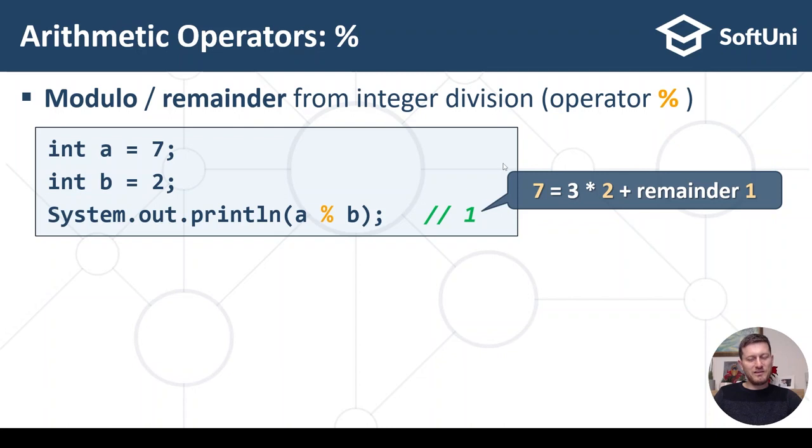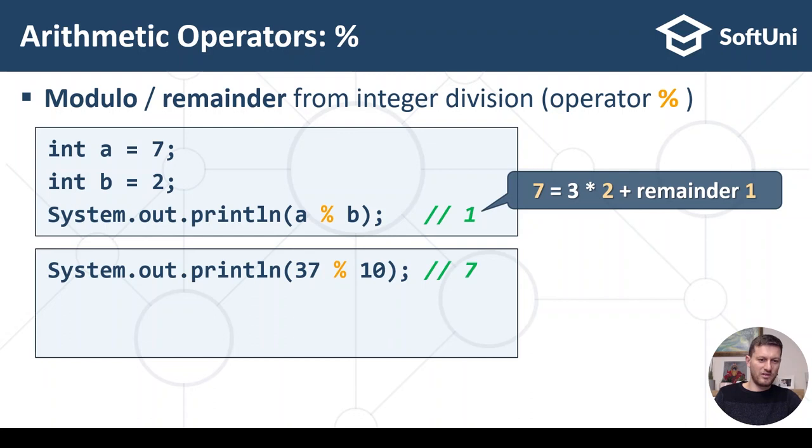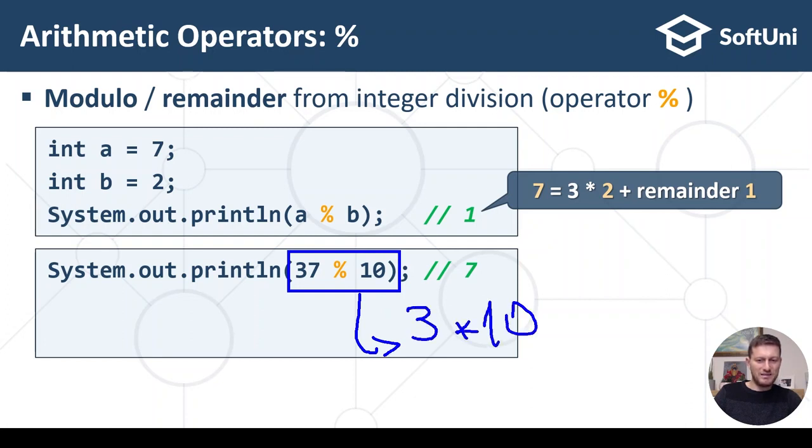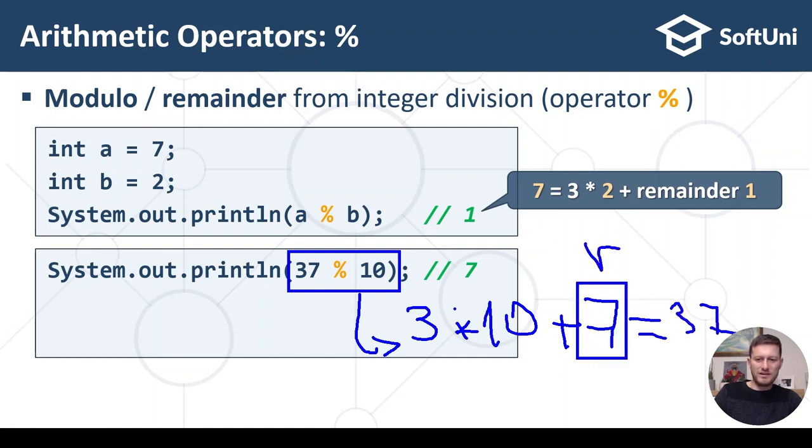And 7 is 3 multiplied by 2 plus the remainder. The division result is 3, and the remainder is 1, and 3 multiplied by 2 is 6, plus 1 is equal to 7. Similarly, if we divide 37 by 10, the result will be 3, because it's 3 times 10 plus 7, and this is 37. So this is the remainder, and this is the result from the division.